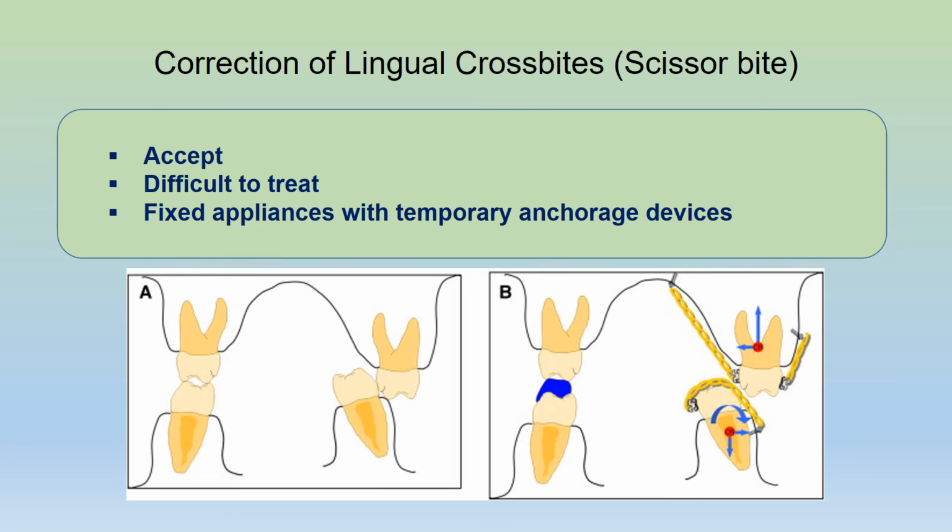Now correction of lingual crossbites or scissor bite. One option is to accept the crossbite, because these crossbites are very difficult to treat. It can be treated with fixed appliances using temporary anchorage devices, TADs.